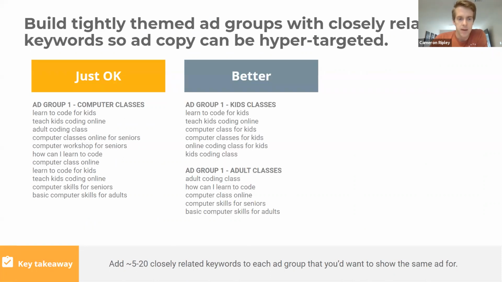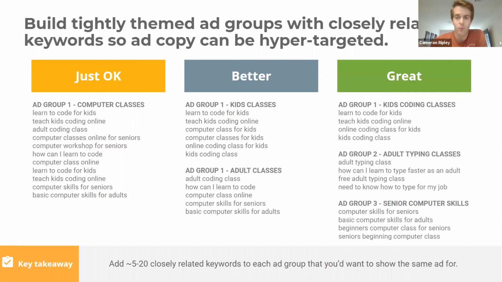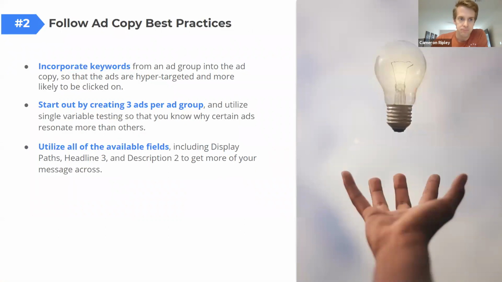But what's better is when we break up an ad group 1 and ad group 2, where we have kids classes up here, where those ads are very related to kids classes, and then we break out adult classes here. But then what's even great, and another step, is kind of taking it even a little bit more granularly. And you're typically going to see better results when you break it up like that.